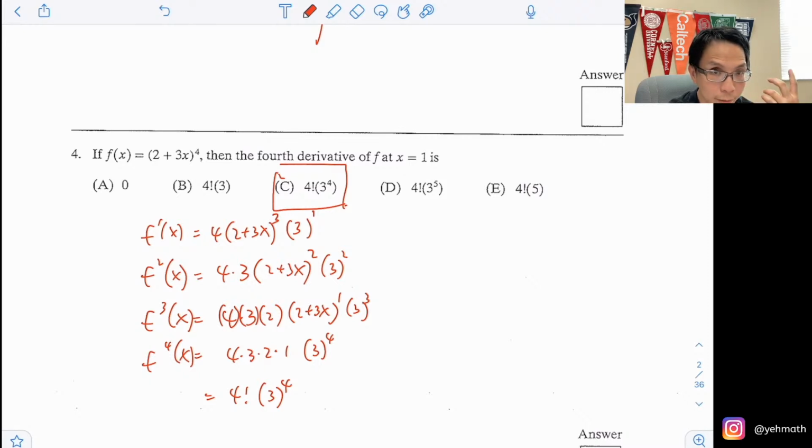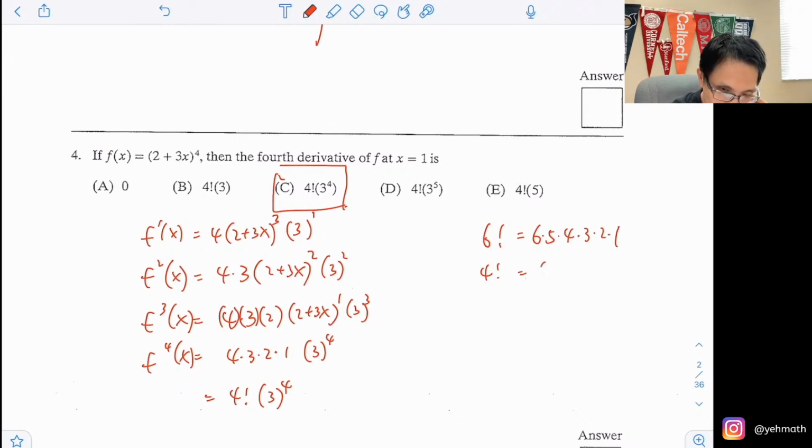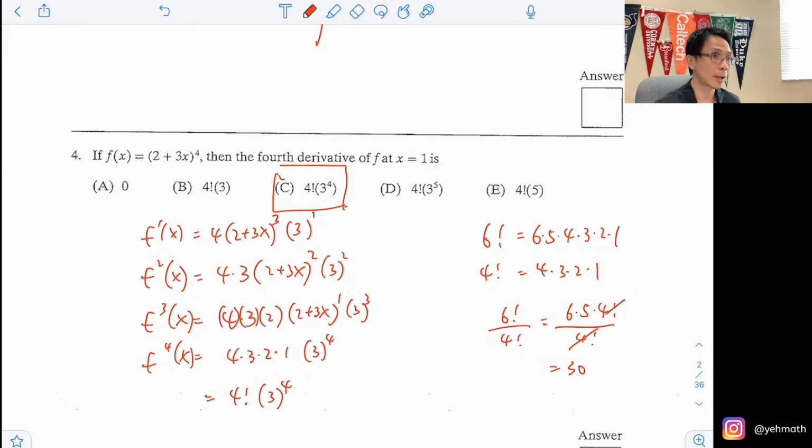Now they say plug in 1. I don't have anything to plug in, so that's the result. Now factorial: 6 factorial is equal to 6 times 5 times 4 times 3 times 2 times 1. 4 factorial is just equal to 4 times 3 times 2 times 1. So what if I have 6 factorial over 4 factorial? Just for future reference, you can write it out as 6 times 5 times 4 factorial over 4 factorial. Therefore, the 4 factorial cancels and it's equal to 30. That's something you need to know in terms of factorials.